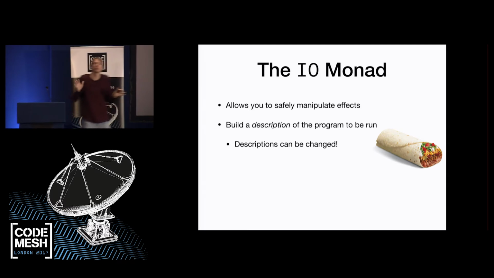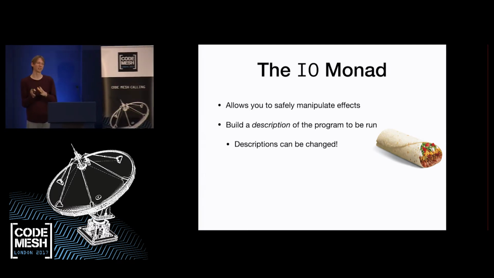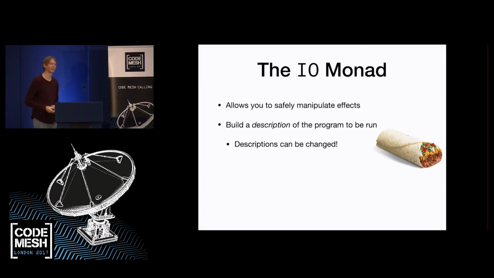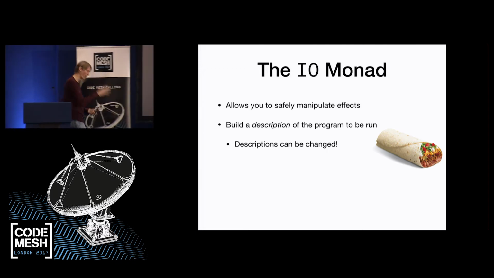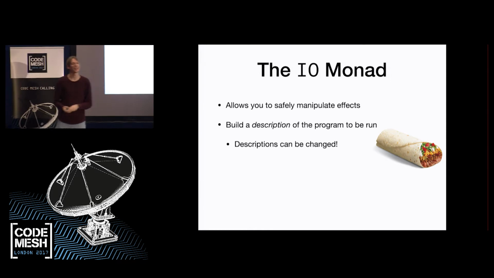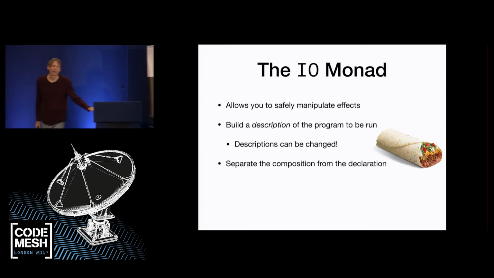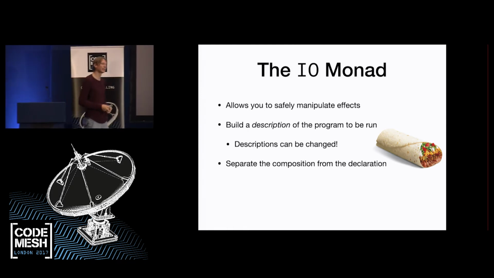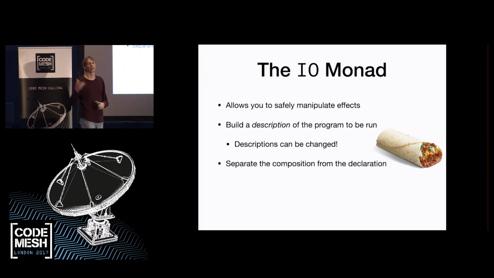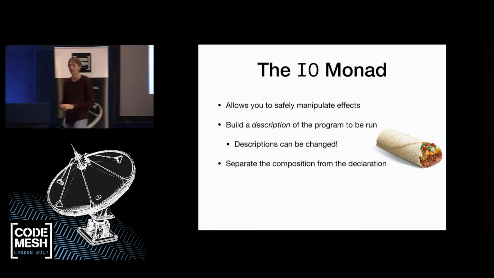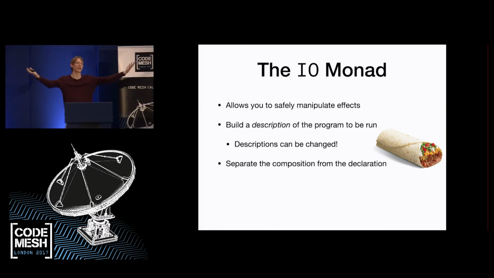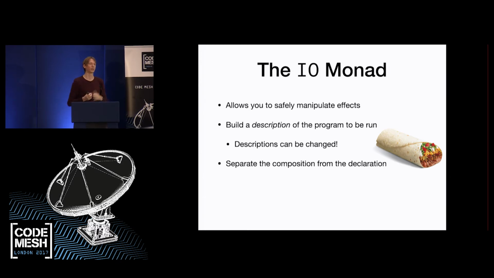If any of you come from a Lisp background, this probably sounds a lot like code as data. Surprisingly, that's a really good idea. And the I/O monad is one of the ways in which we can achieve this in languages like Scala or Haskell. The IO monad allows us to separate the composition of our program from the declaration. So we can declare what it means to perform a particular effect, like what the definition of an effect is, separate from how we declare how it is run and how it's composed with other effects.